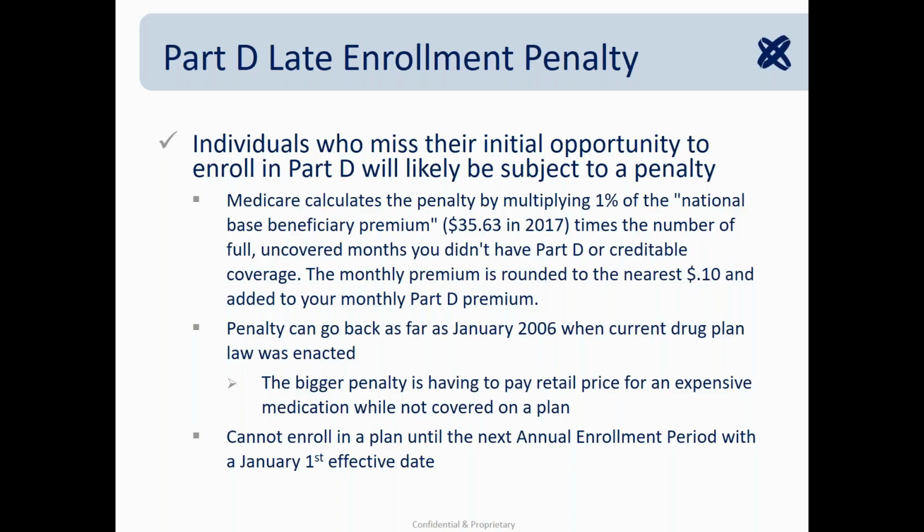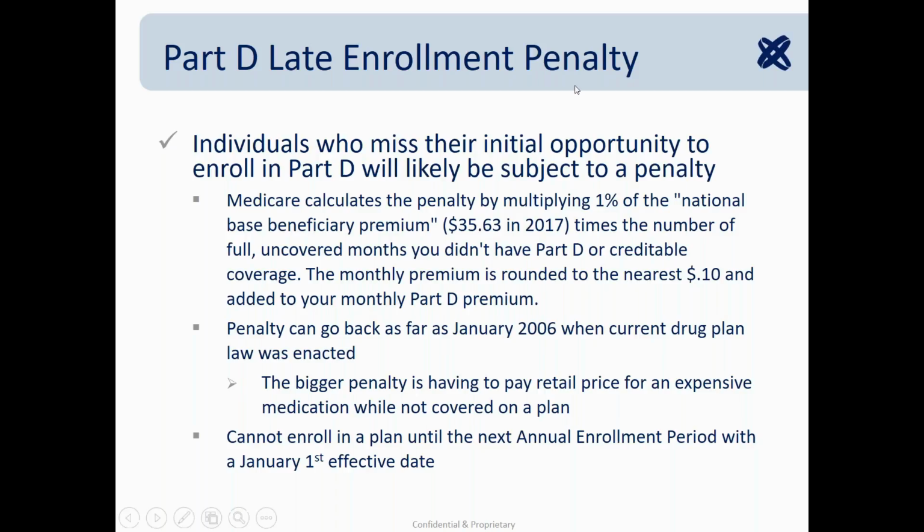What that really means is, let's say you go a whole year and you forgot for some reason, did not enroll in the Part D drug plan, you could be penalized 12%, or 1% a month. So roughly if you take 12% of $35, you're talking about $4 or $5 extra premium that will be added to your drug plan premium going forward, and that will last forever. And the penalty could go back as far as January 2006 when the current drug plan law was enacted. The bigger penalty is having to pay the retail price for an expensive medication while not covered on a plan.